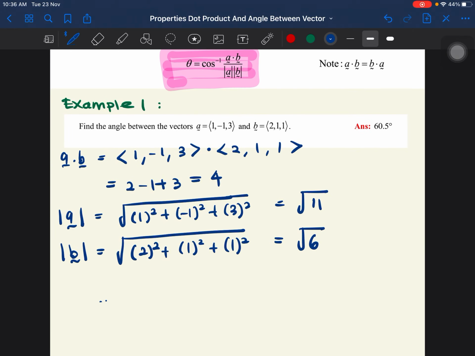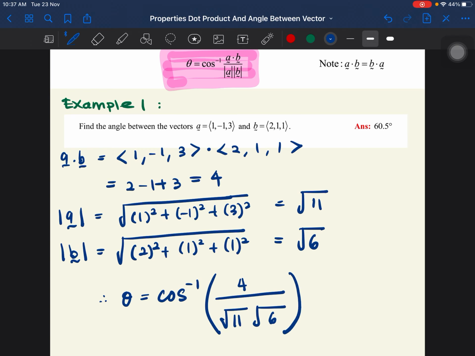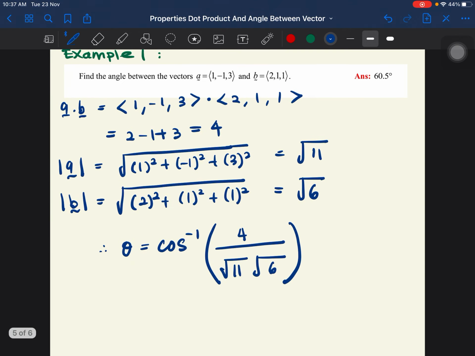Okay, so therefore your theta is equal to cos inverse of A dot B. So what is your A dot B? A dot B is equal to 4, over the magnitude of A, which is square root 11, multiplied by the magnitude of B, which is square root 6. Pressing the calculator will give you 60.5 degrees. So this is the answer.